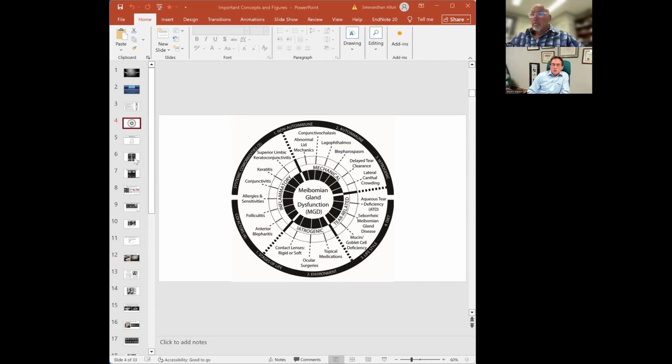But each spoke in this wheel is a comorbidity, which if left undiagnosed or inadequately treated, will lead to inflammation that will initiate or exacerbate the meibomian gland disease. So it's important not just to focus on meibomian gland disease.